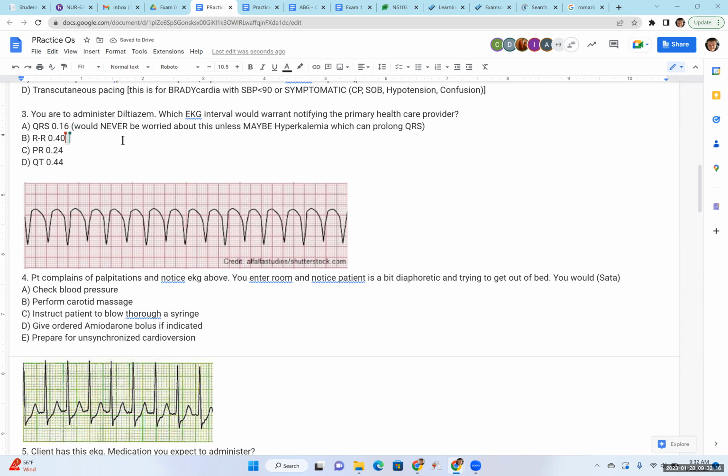All right, R 0.40. No, that's the interval I gave you. So this is what? What is that a heart rate of? Yeah, there's a heart rate of 150. When would you be concerned? What's the R to R interval? Good.